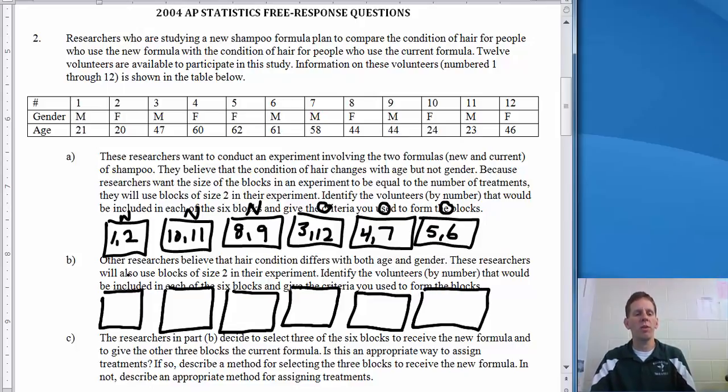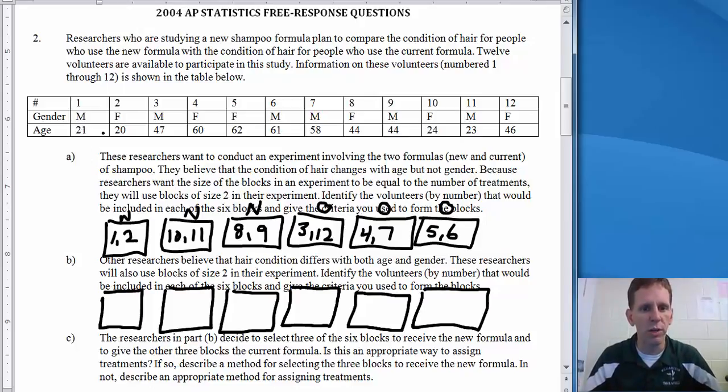So what's going to happen is when we run the experiment, we'll have 2 people. They'll be of the same gender, same basic age group. One person would use the old shampoo, one person would use the new shampoo, and we'll see with young people of each gender which shampoo works better. And then we'll do the same for middle-aged and old people.